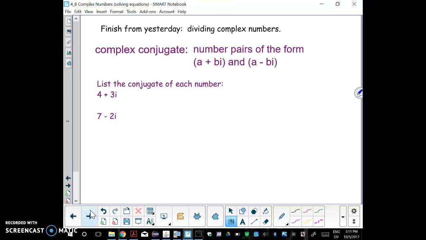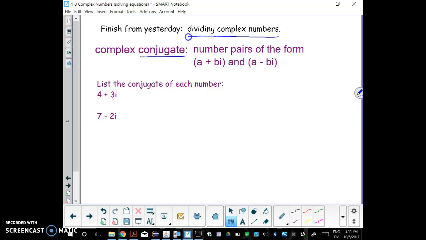All right, so yesterday we did add, subtract, and multiply with imaginary numbers. Today we're going to actually do dividing. So that's the goal, to divide complex numbers. When we do this, we're going to use something called a complex conjugate, or I'm probably just going to call them conjugates throughout these videos.